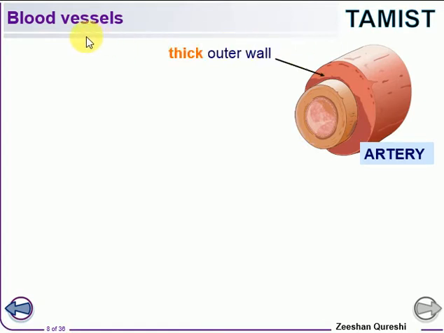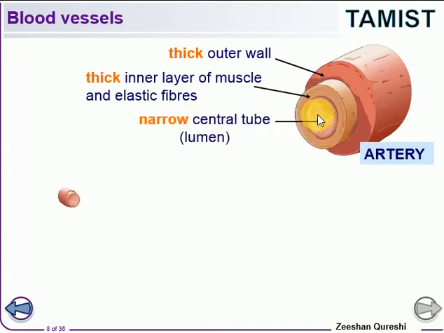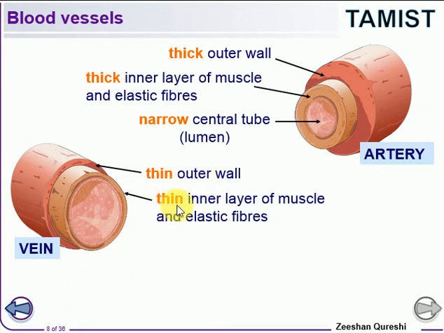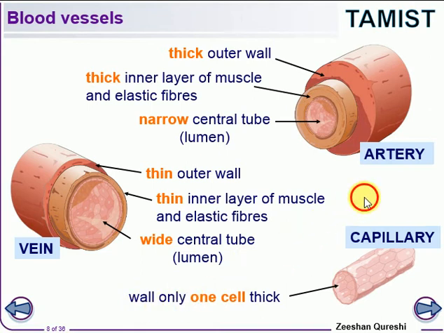In contrasting the blood vessels, first we have to discuss the artery. The artery has a thick outer wall. It has a thick inner layer of muscle made of elastic fibers, and it has a narrow central tube called the lumen. In contrast to the artery, the veins have a thin outer wall. They have a thin inner layer of muscle made of elastic fibers and a wide central tube called the lumen. Third is the capillary. The capillary has only one cell thickness.